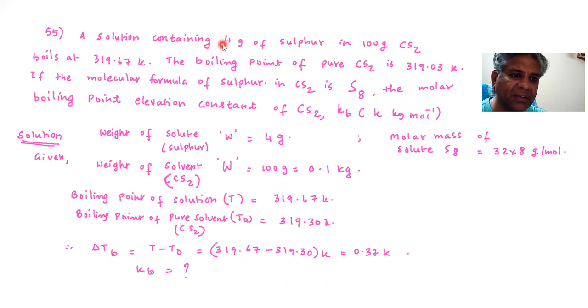See here, he has given the weight of solute W. This is the weight of solvent. Weight of solute, how much? 4 grams. Weight of solvent, carbon disulfide, is equal to 100 grams. Again convert into kg, it is 0.1 kg.